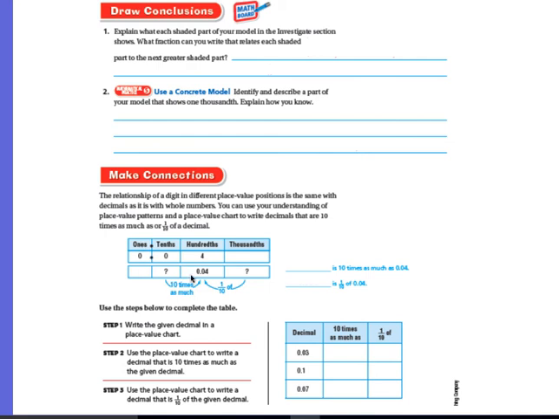All right, so remember, if you're going 10 times as much, if you're going from the tenths and you want to know what's 10 times as much, you will go to the ones. So if they want to know how much is 10 times as much as this, we would take it 10 times, so it would get greater, it would get bigger, so it would just be a 4.